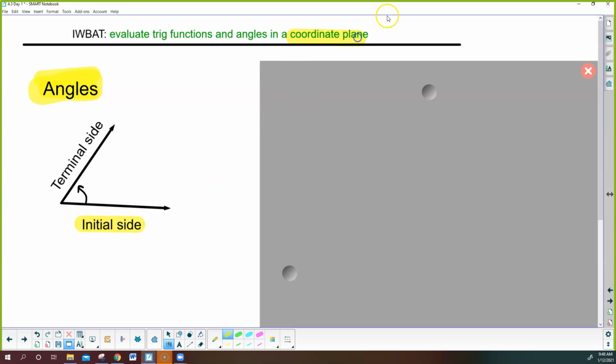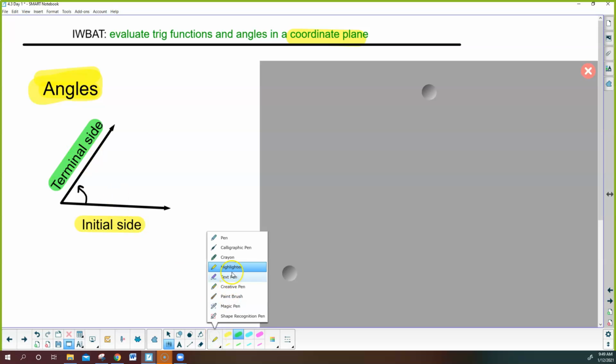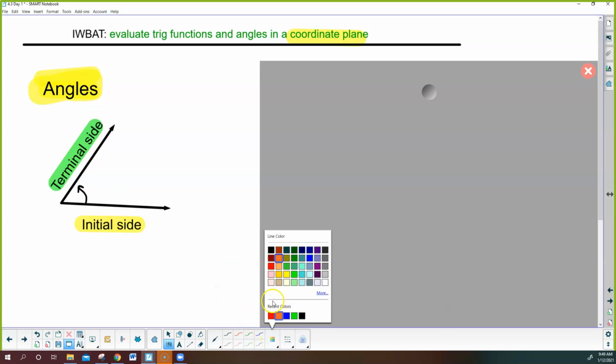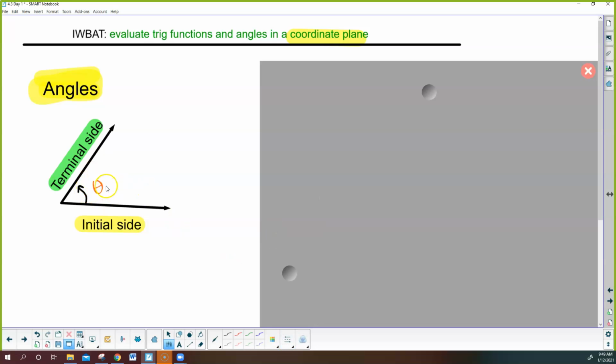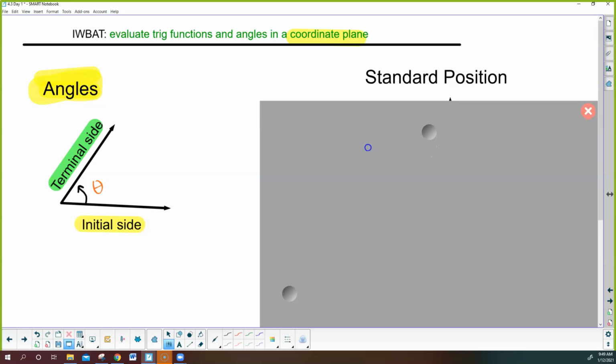So when we think of a coordinate plane, that's your XY plane. And we have an initial side and we have a terminal side. Okay? The initial side, I think of the word start. Terminal, I think of the word end. Right? So where do I start and where do I end? And the angle that's formed between them is usually called theta, but it could be A, B, it could be anything. It's just a letter. So let's think of this idea of standard position.